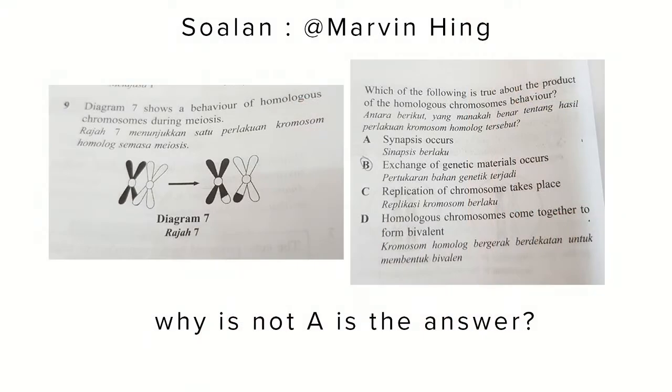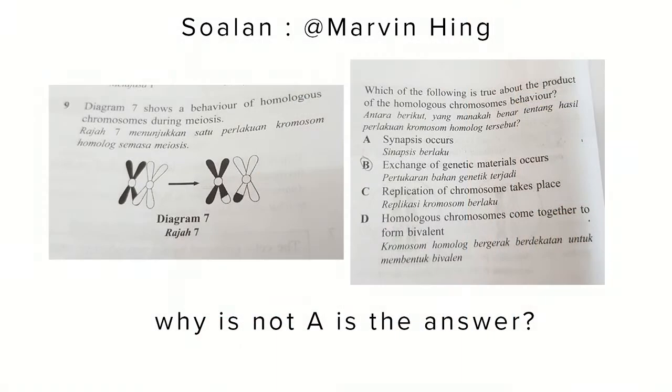And look at answer C as well. The replication of chromosome takes place. Replication is for the interphase. So C cannot be the answer, because one becomes double. That is called DNA replication, which is for the S phase, meaning interphase.